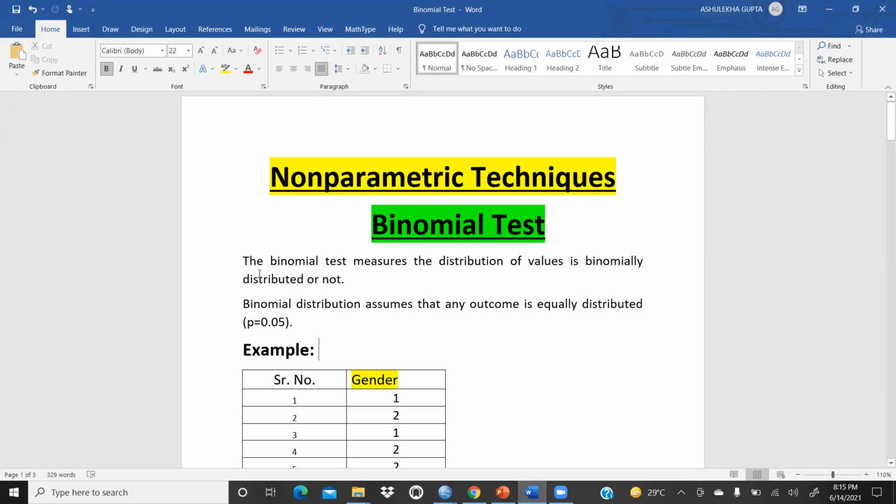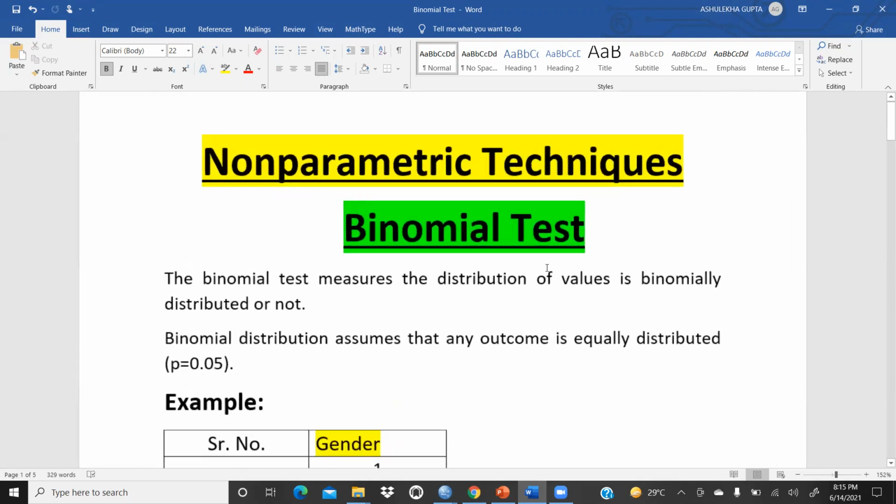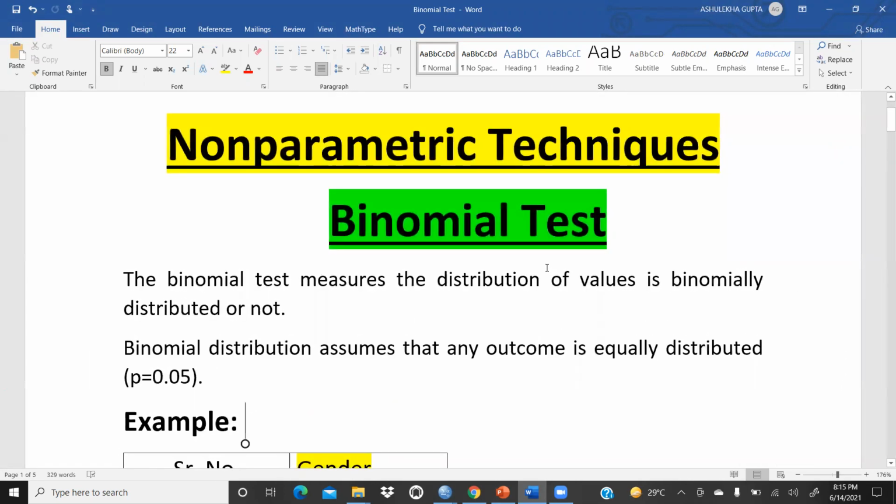So same is here. The binomial test measures whether the distribution of values is binomially distributed or not, whether these values are equally distributed or not. Binomial distribution assumes that any outcome is equally distributed if the p value is right. So we would like to check its probability.